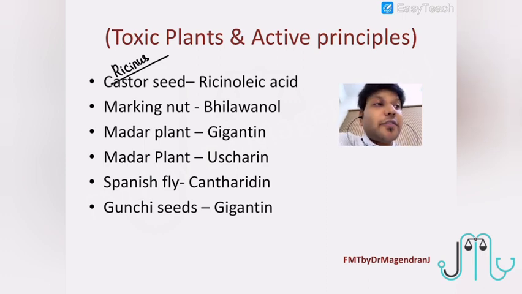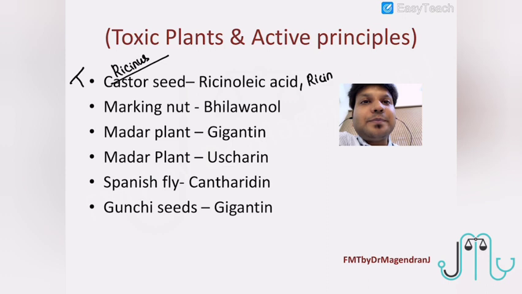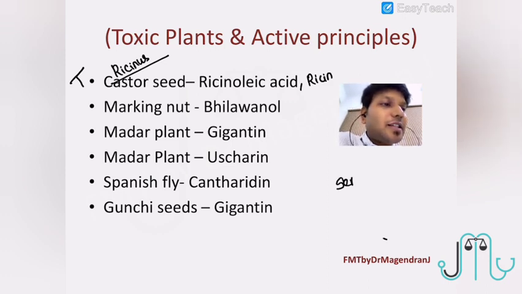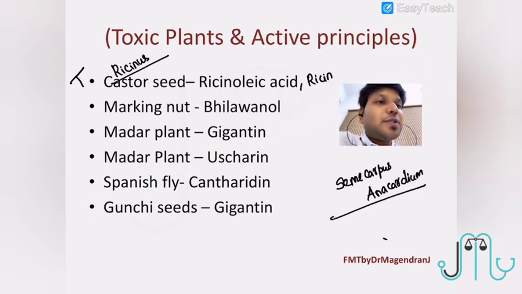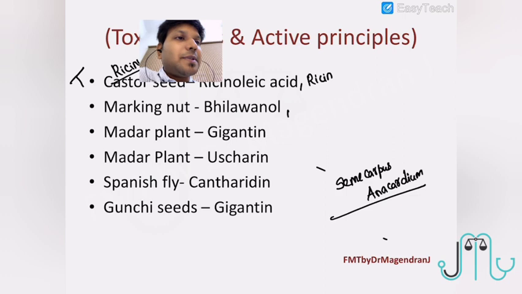What are the active principles of Ricinus communis? We have ricinoleic acid and we have ricin. Both are the active principles. So this is true. Marking nut. What is marking nut? Marking nut is nothing but your Semecarpus anacardium, Bhilawa. The active principles would be bhilawanol and semecarpol. These are the two primary active principles of marking nut.